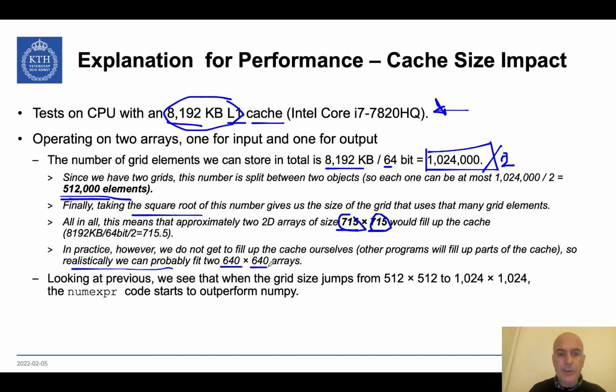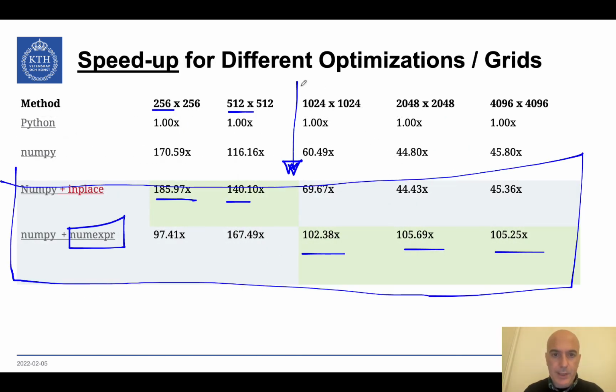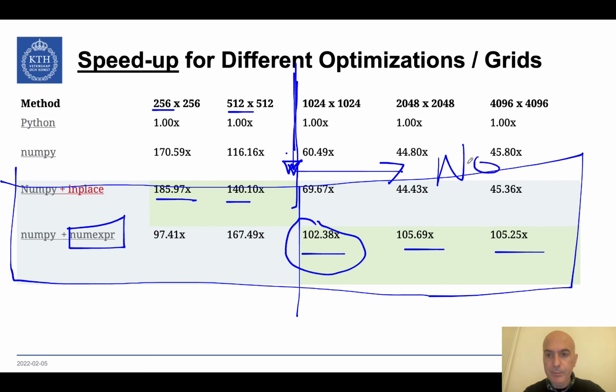So looking at the previous slides, we see that the performance improves with numexpr exactly on this part here. This part is when our data is not fitting anymore in the cache. In this regime, numexpr is better. In this regime, where we can use the caches, we have no benefit in using numexpr.